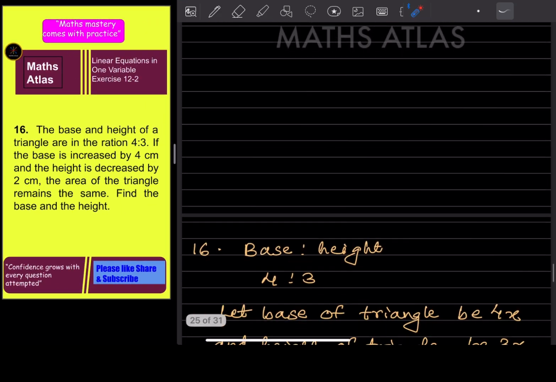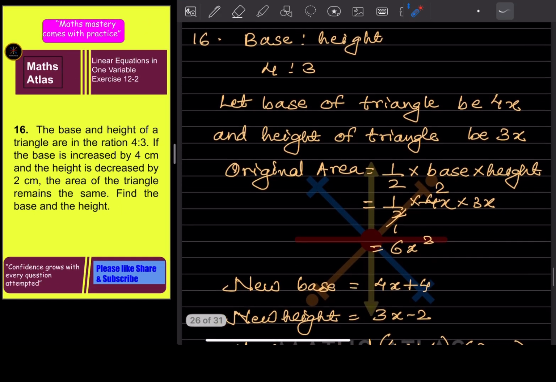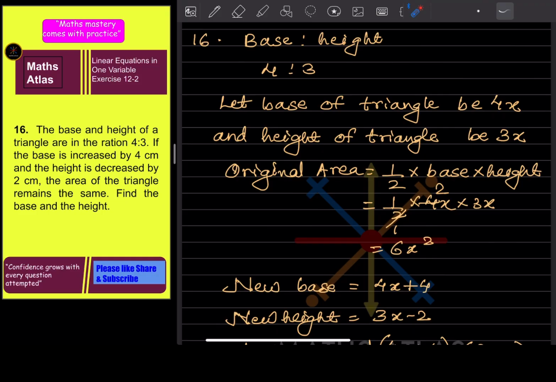Now let us see question number 16. The base and the height of a triangle are in the ratio, sorry for that, the N is a mistype. So here that is just a ratio 4:3. If the base is increased by 4 centimeter and the height is decreased by 2 centimeter, the area of the triangle remains the same and you have to find the base and the height.